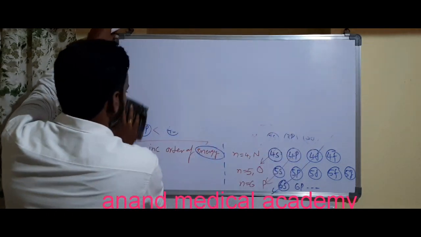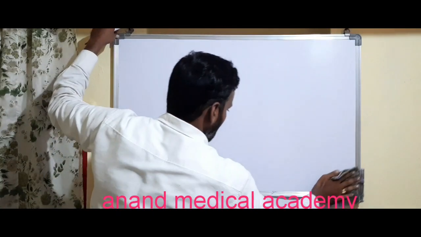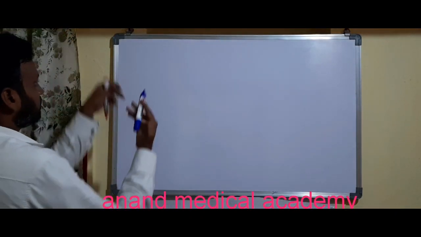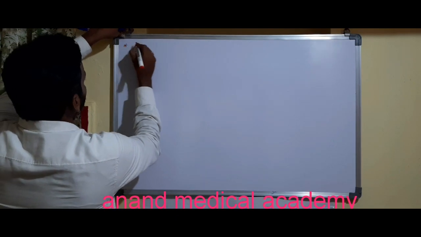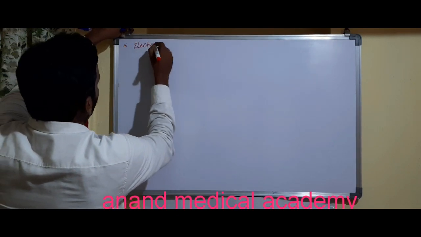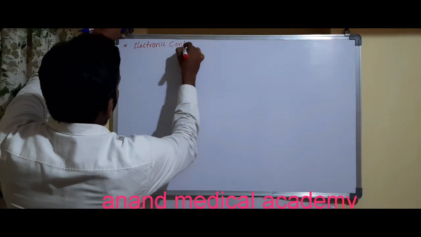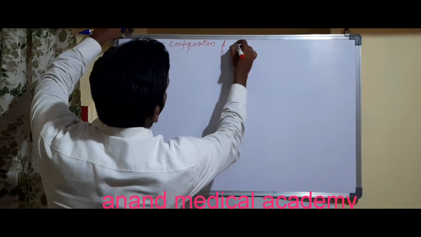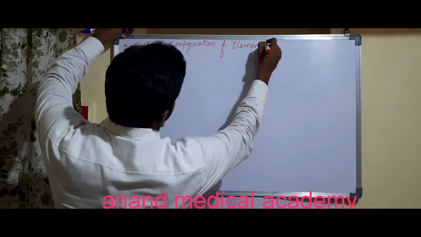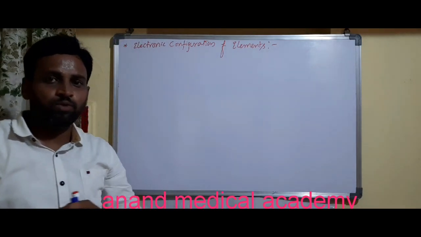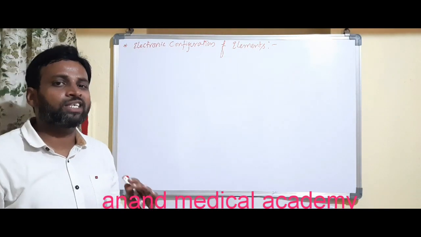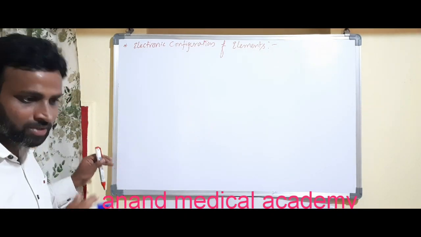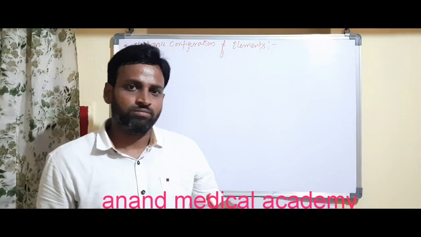Next, the most important thing is how to write electronic configuration. First we have to put the heading: electronic configuration of elements. We will discuss up to 30 elements actually. First we will discuss about 30. Of course, the exceptions I will tell you those also one by one. But we have to learn slowly.